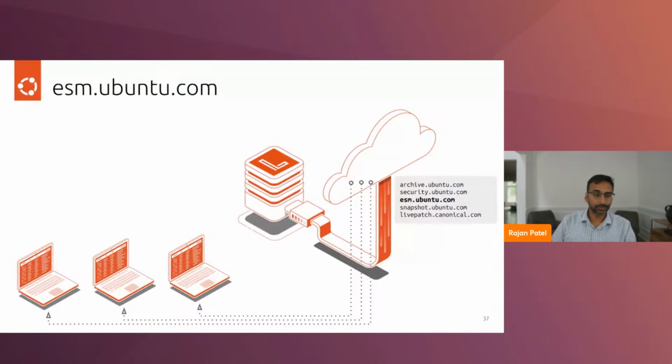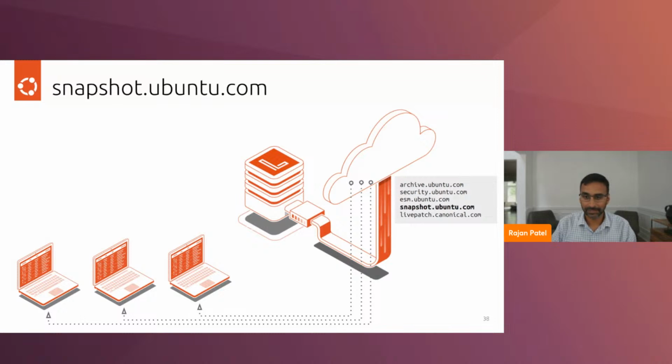esm.ubuntu.com is where Ubuntu Pro subscribers obtain expanded security maintenance for their Ubuntu systems. So consider what is available in security.ubuntu.com. That's typically concerned with packages that go into building Ubuntu. Here you're getting packages from Universe as well. So security updates for packages that are in Universe in addition. So you get more and for longer with esm.ubuntu.com.